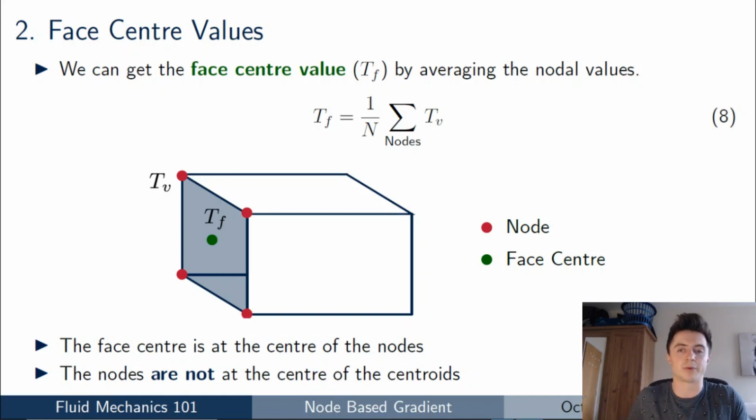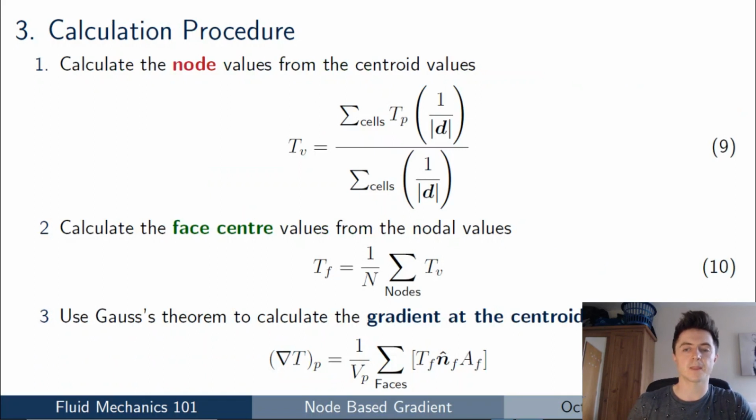So in this case, where we've got a cuboid there and we wanted to work out what the face center value, TF, is, what we would do is just add up the temperature at those 4 corner nodes and then divide by 4, and that would give us our face center value. And repeating that process, we'd now be at a point where we know all of the face values for our cell, and then we can go back and use the Green-Gauss formula to work out what the gradient is at the cell centroid.